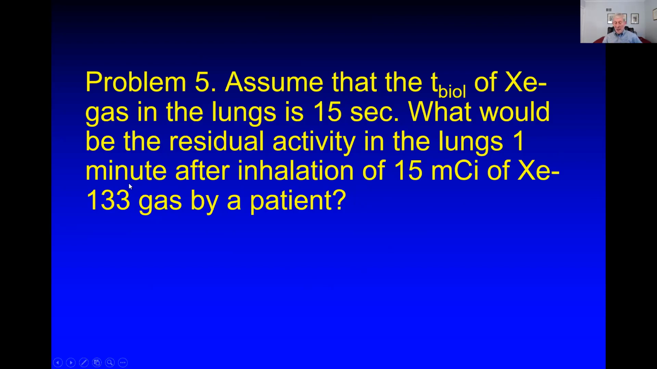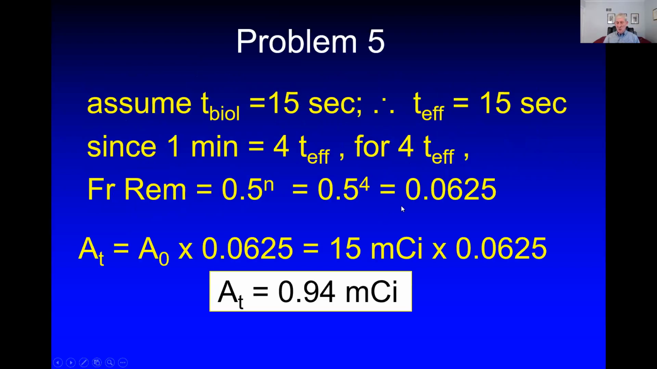So we have an elapsed time of 1 minute. We have a T effective of 15 seconds. So how many T effectives would 1 minute be? If the T effective is 15 seconds, but the elapsed time is 60 seconds, how many T effectives would that be? 4. Sure, exactly. So let's take a look at the solution.